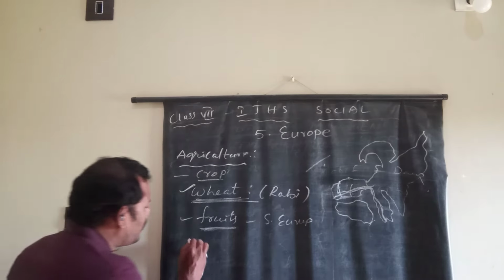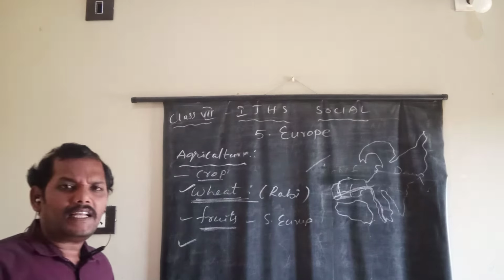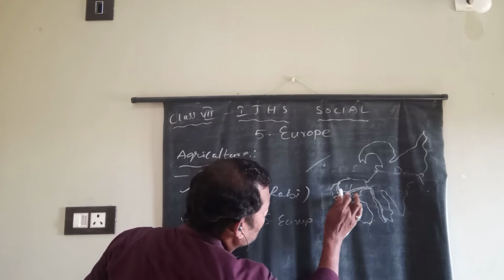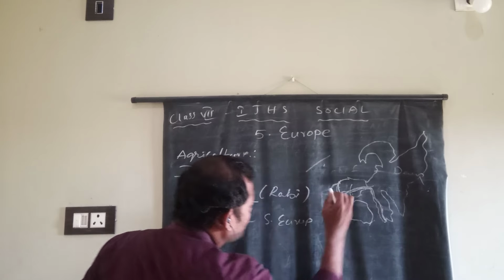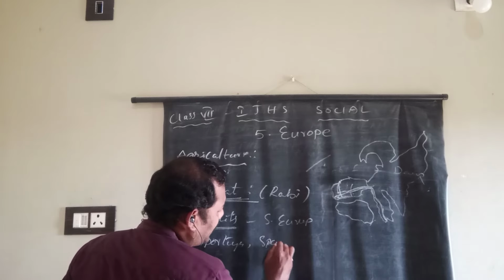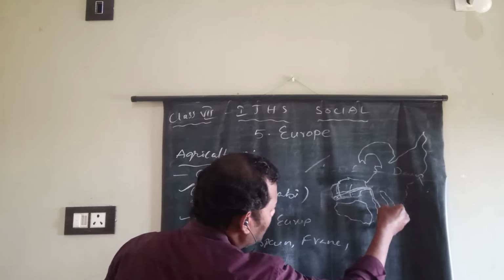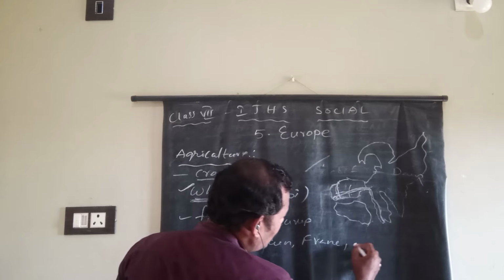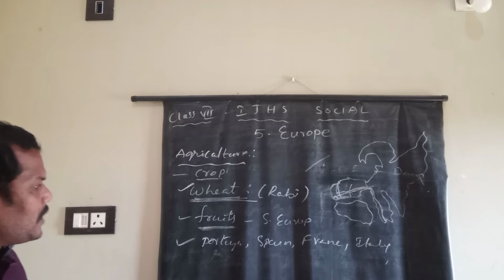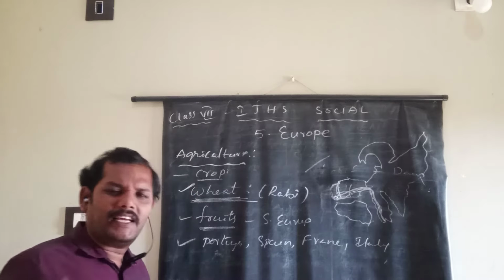This is mainly grown in which countries? In exams they ask, in Europe, which countries grow fruits? Here we can easily identify: Portugal, next Spain, France, next one Italy. These countries grow fruits. Why? Because these are all on the coast of the Mediterranean Sea. Only one and the only reason.